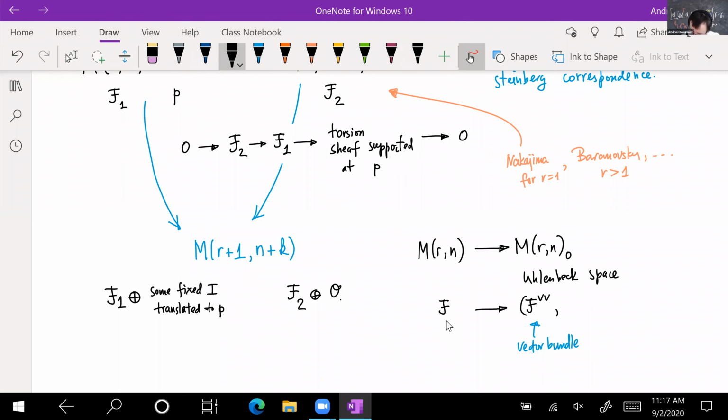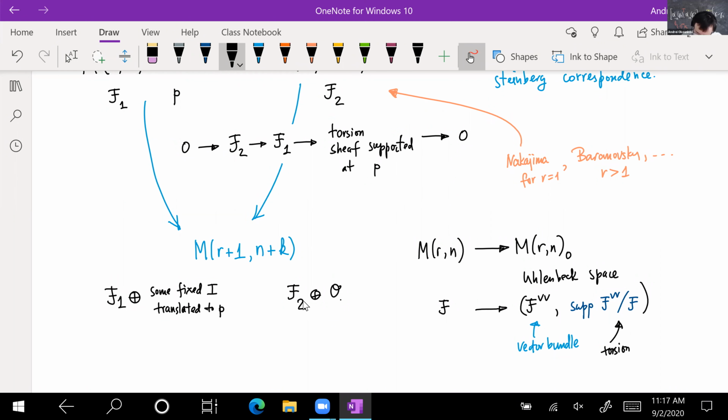And then every sheaf sits in its double dual, and then you take the quotient. Remember the support of the quotient; this is a torsion sheaf. And it's clear that these have the same double dual.